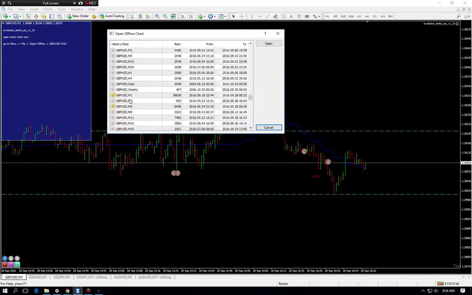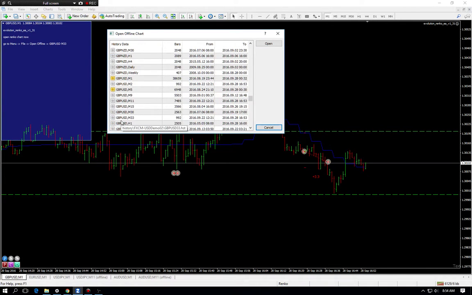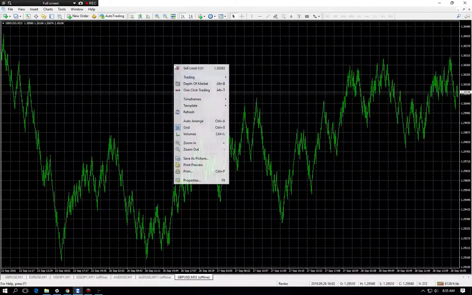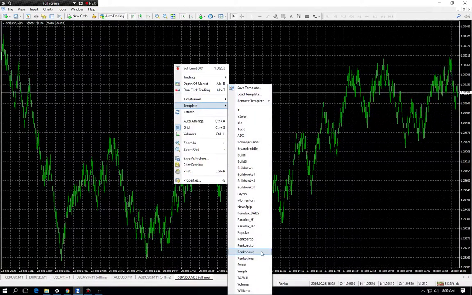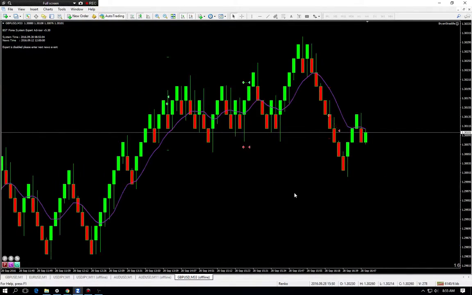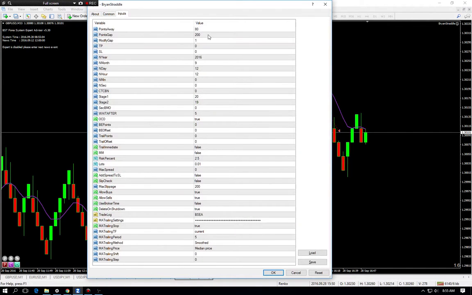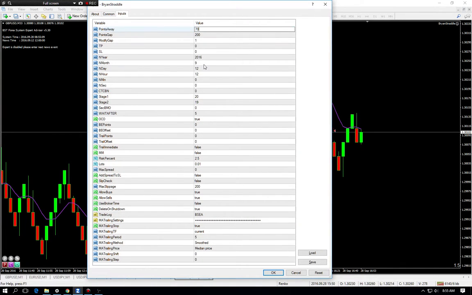GBP USD, M33. Template, and back to it. You're going to use the same Renko news. Let's hit F7. On Yellen's speeches, I'm going to go 7 pips with a 20 pip gap. Let's bump it to 400. We're going to use a 40 on the initial.